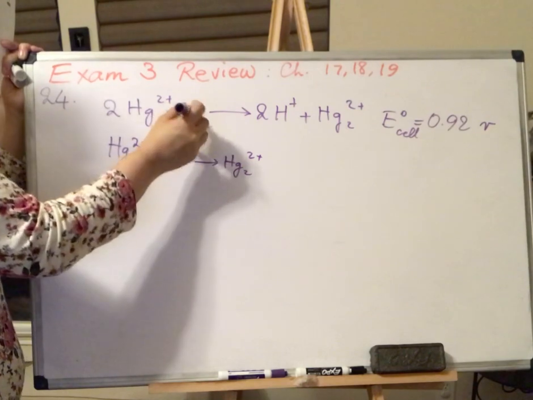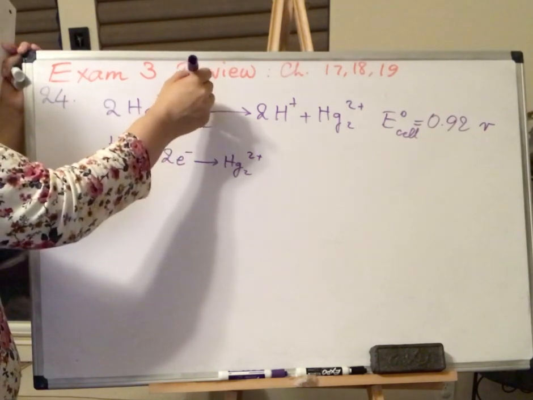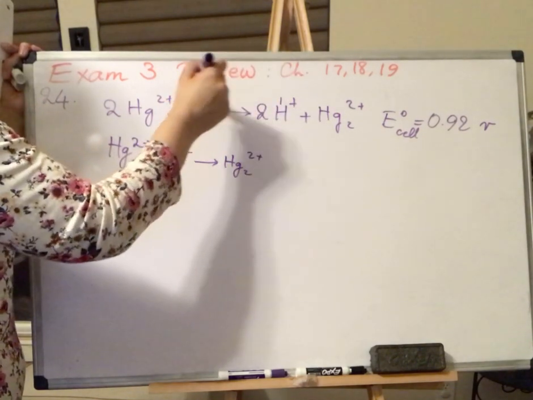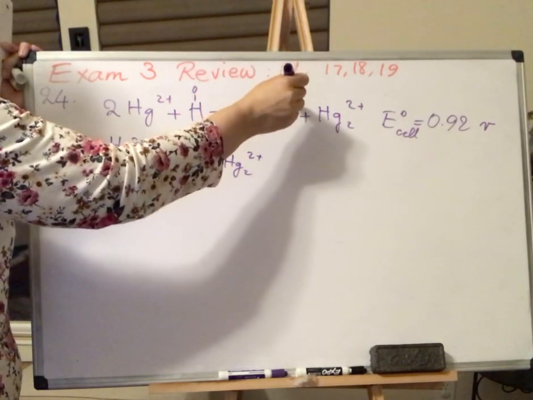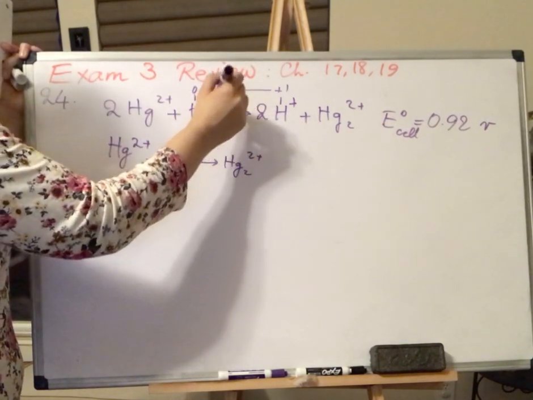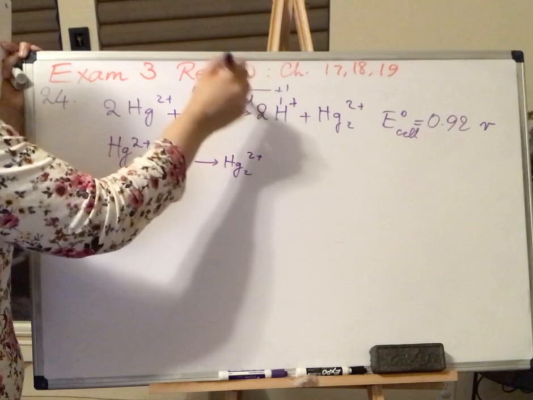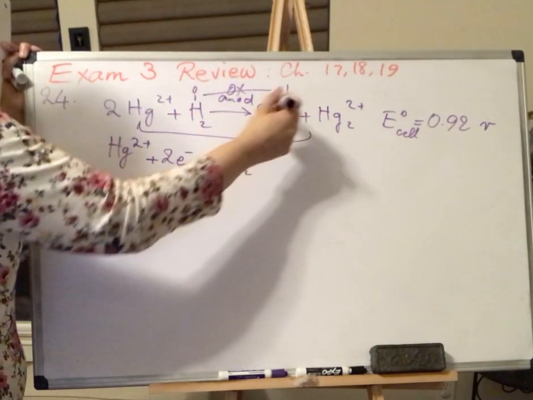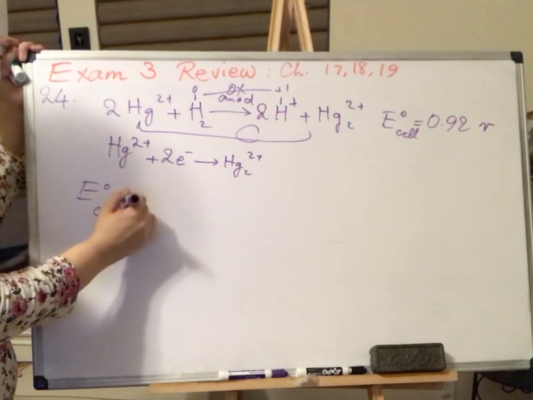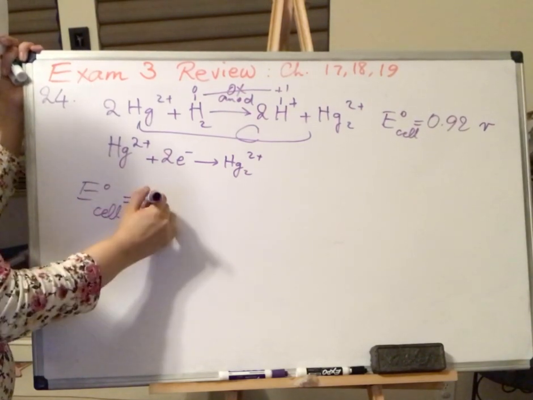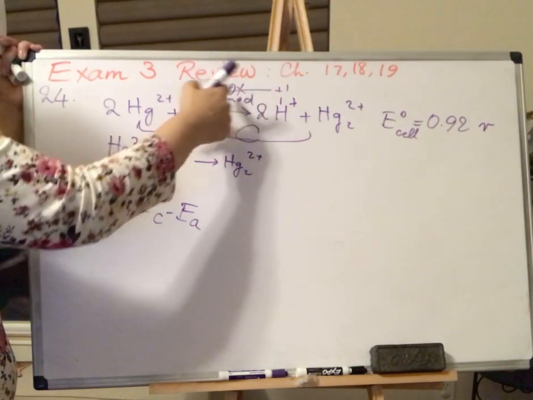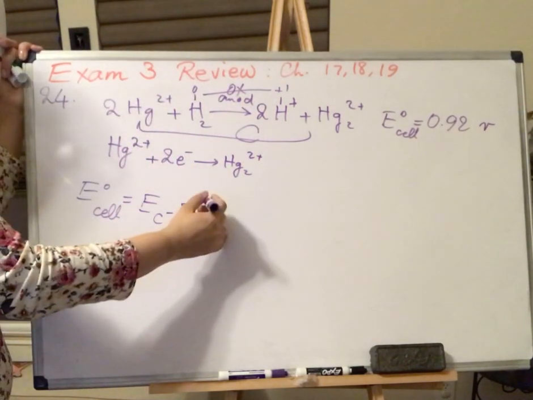So hydrogen acts as what? Its oxidation number changes from 0 to +1 here. So it's been oxidized. This is anode. So this is going to be your cathode, right? If E of the cell is cathode minus anode, what is the potential for hydrogen? 0. You need to know that.